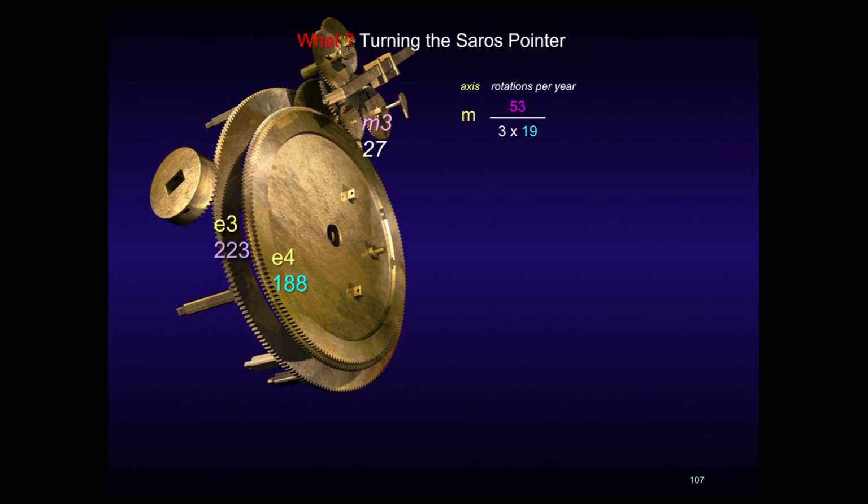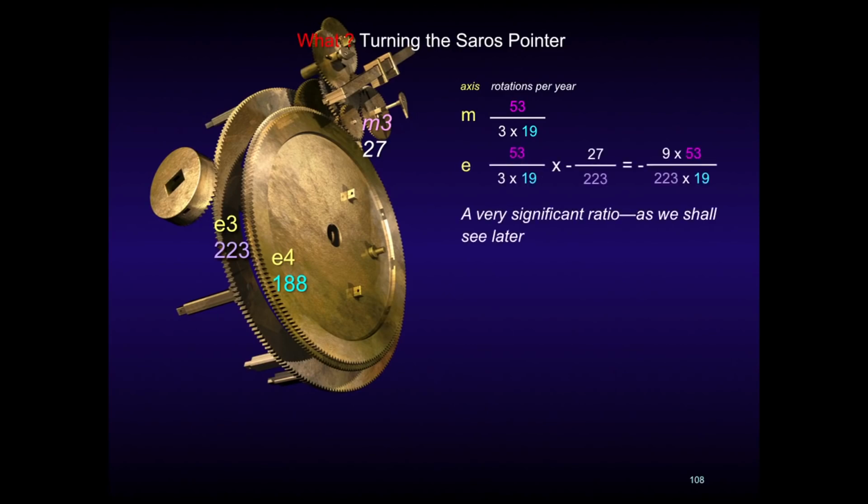It's this bizarre fraction with the number 53 in, which you'll remember, which cancelled itself out in Wright's gear train. We calculate how fast E3, E4 turn, and we get this rather strange fraction, 9 times 53 over 223 times 19. But it will turn out to be a very significant ratio, as we'll see.